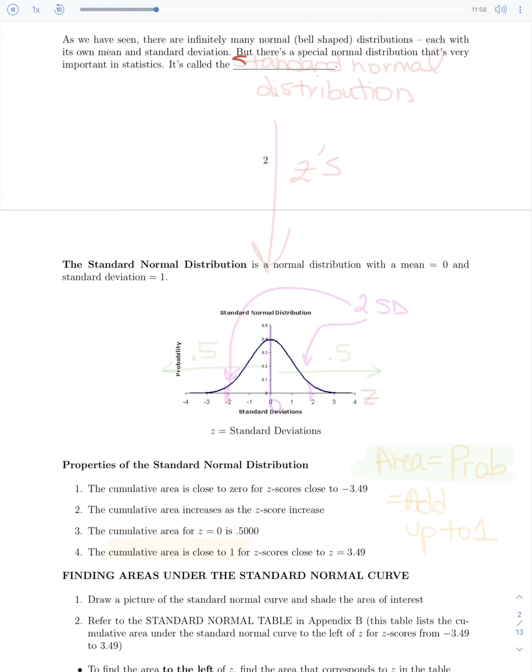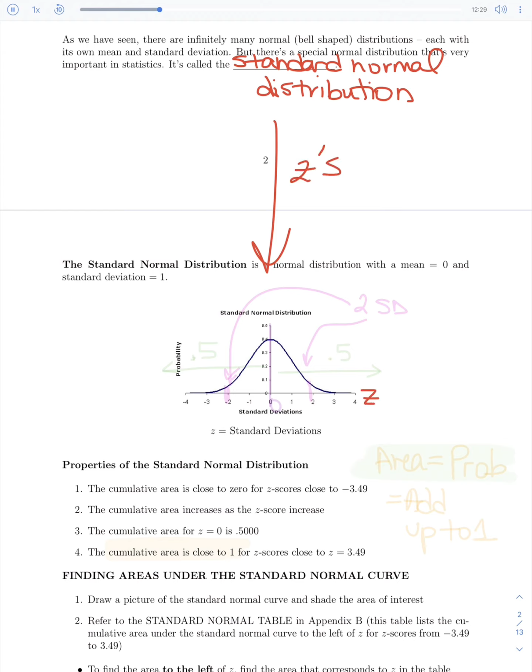And what it does is it standardizes everything. It's called the standard normal distribution. It turns everything into the exact same bell curve. So I'm not dealing with a whole bunch of different bell curves. I'm just going to deal with one and worry about that one. And that one bell curve will take all of our values and turn them into Z's.